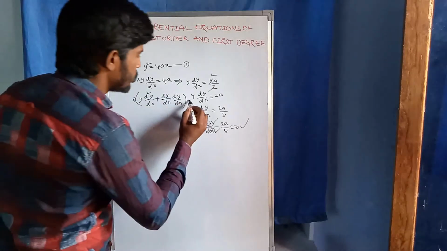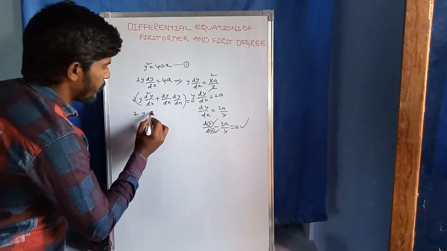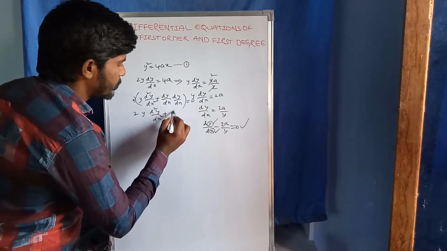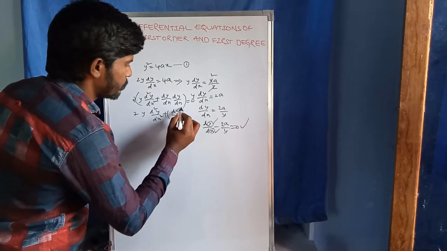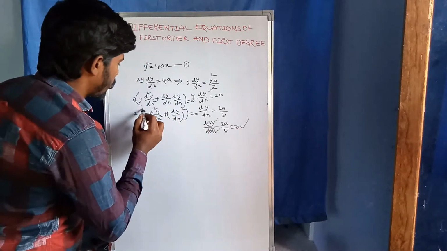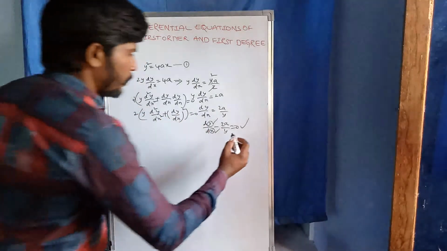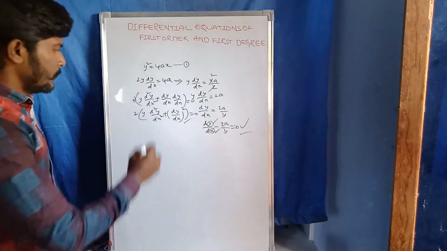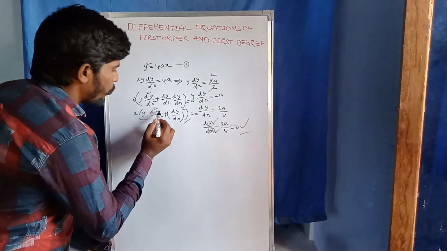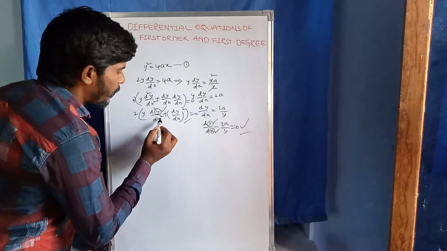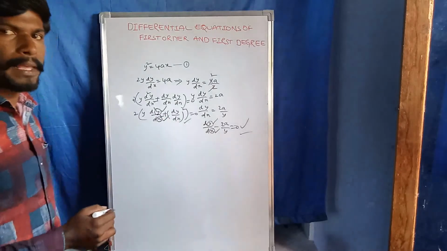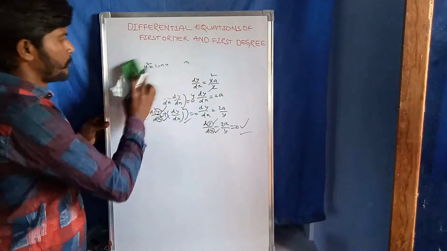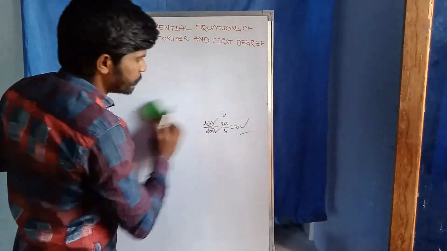Common 2 on both sides. 2 into y d square y by dx square plus dy by dx whole square. This is also another differential equation. In this differential equation, y is the dependent variable and x is the independent variable. Now let us see the next topic, order and degree.